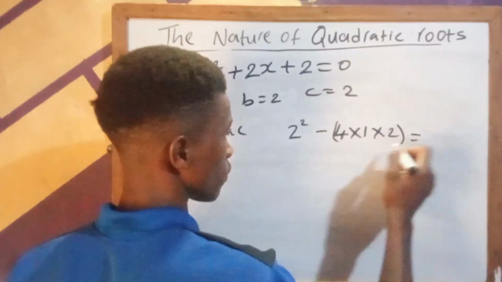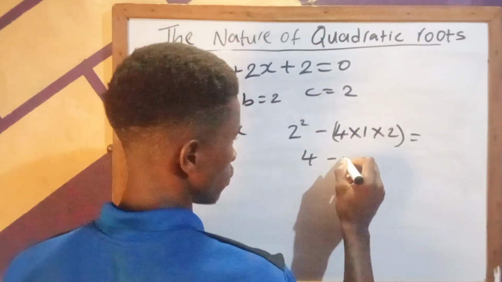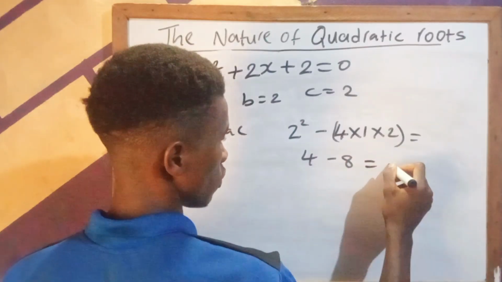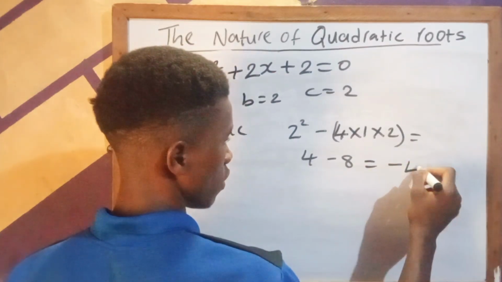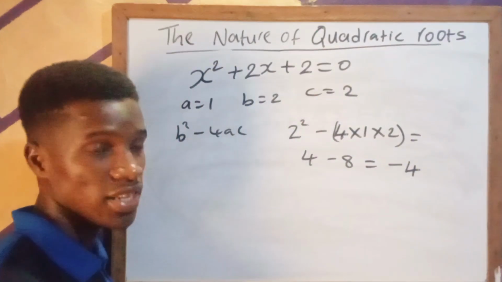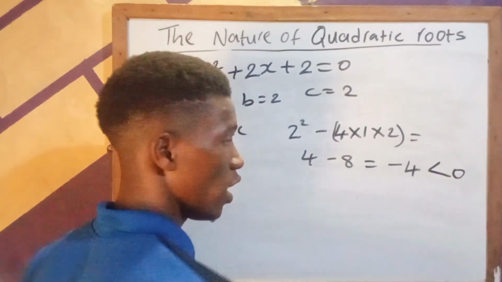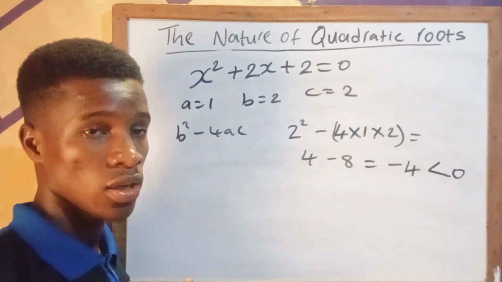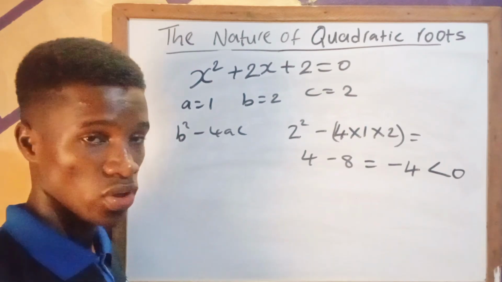This will give us 4 minus 8, which is equal to minus 4. The discriminant is less than 0. Less than 0. And what does that tell us about the root? It is going to give us a non-real root. That means it's going to give us a complex number.